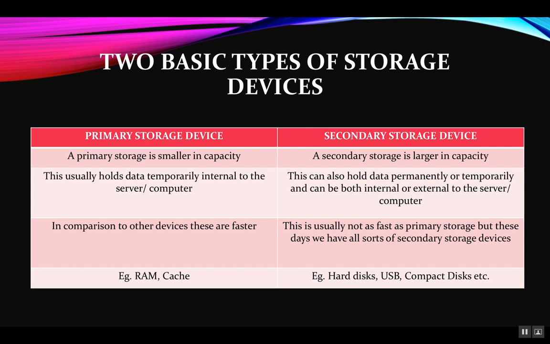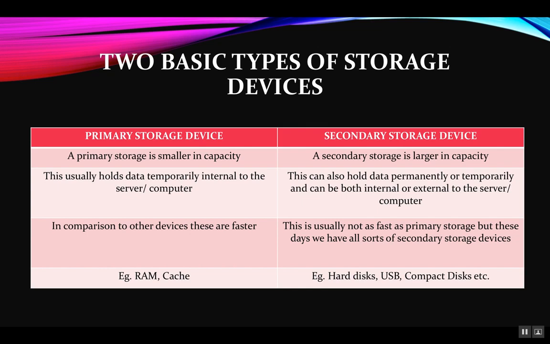Your primary storage devices are usually internal to the computer or server and hold data temporarily. Though they are faster, they are smaller in capacity and hence cannot hold large amounts of data. A secondary storage, whereas, is larger in capacity, can be both internal or external to the system, and can hold data both permanently and temporarily.